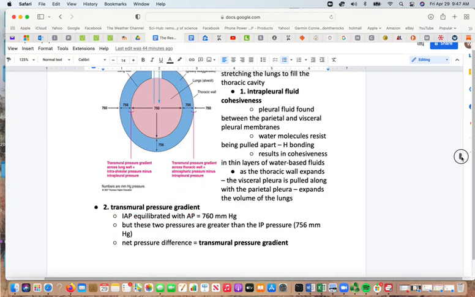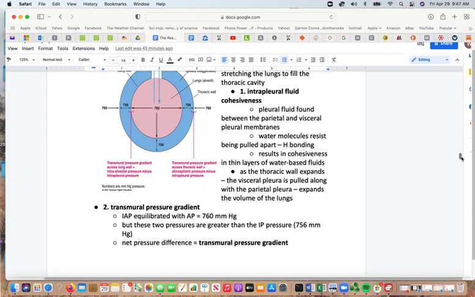Some things that are going to contribute to this: you've got the intrapleural fluid cohesiveness. Pleural fluid is between the parietal and visceral pleural membranes. The water molecules in there have hydrogen bonding that resists it being pulled apart, so you have this cohesiveness in the thin layers of the water-based fluid. As the thoracic wall expands, the visceral pleura is pulled along with the parietal pleura to expand the volume of the lungs.